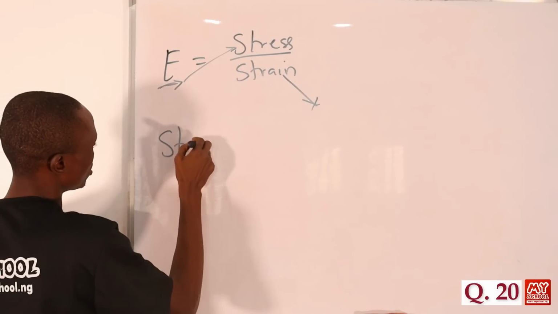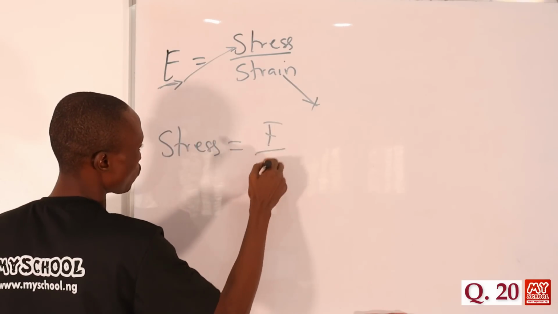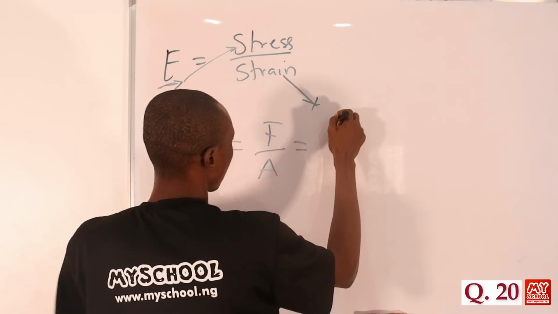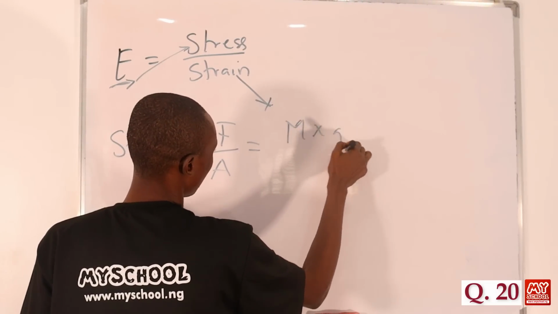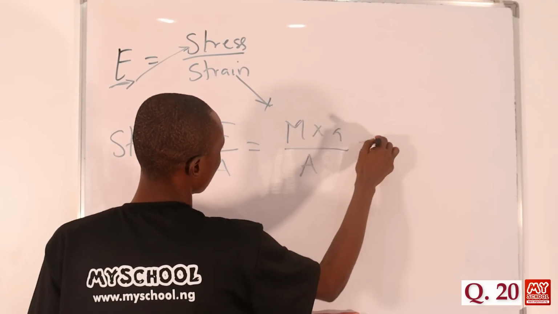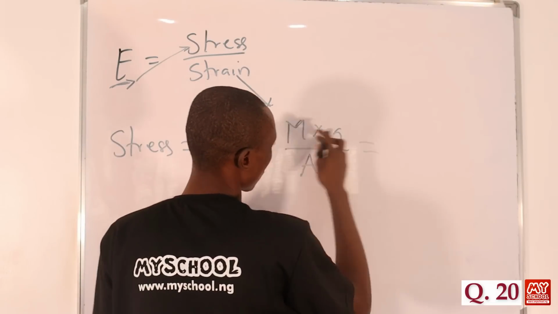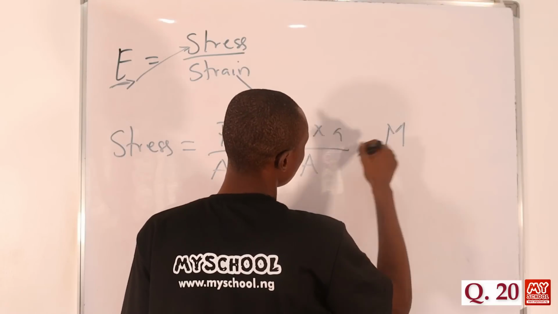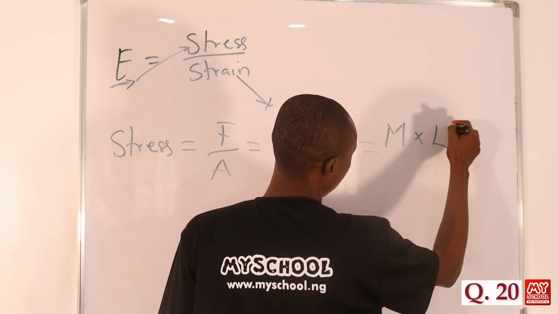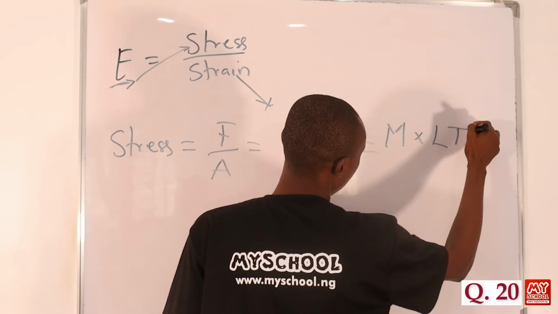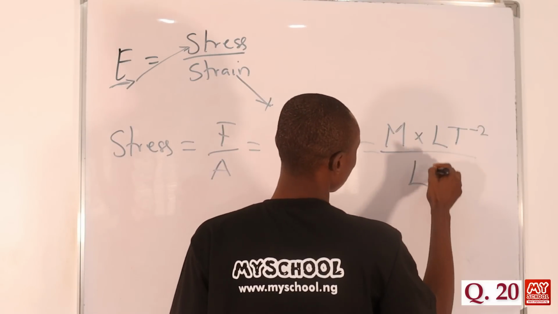So let's derive the dimension of stress. Remember that stress is force all over area, and force itself is equal to mass times acceleration. So this is our area. Each of these variables now, let's get their dimension. The dimension of mass is M, and the dimension of acceleration is length times T raised to power minus 2, while that of area is length squared.